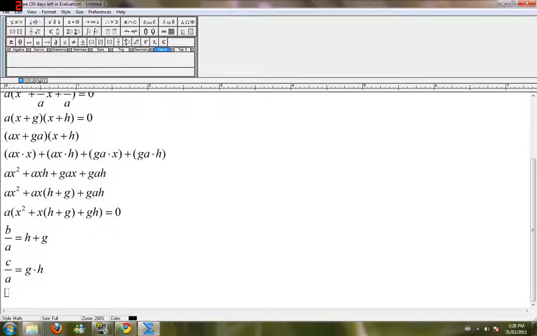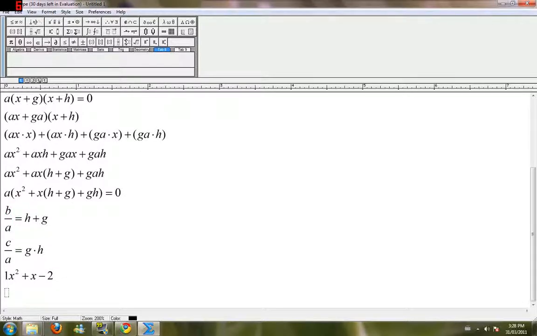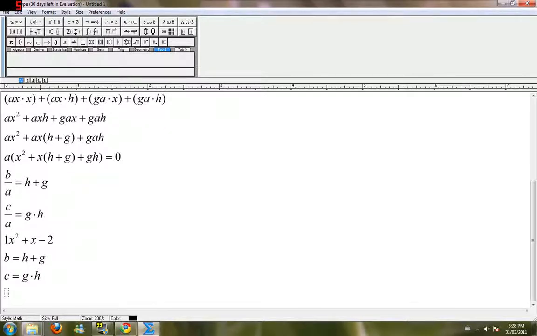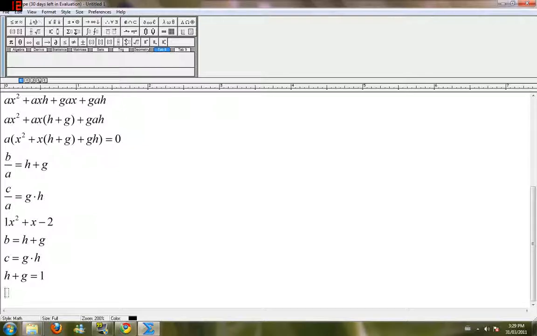Now this may seem a little bit complicated, but we can use an example to make things look simple. So x squared plus x minus 2. In this example, our a is 1. Since our a is 1, any number divided by 1 is still the same number. We can just simply say b is equal to h plus g, but it is only for equations where a is equal to 1. And we can also say that c is then equal to g times h. So what this means is that we have to find two numbers which add up to 1, since h plus g is equal to 1, and those same two numbers have to multiply to negative 2, since our c is negative 2.